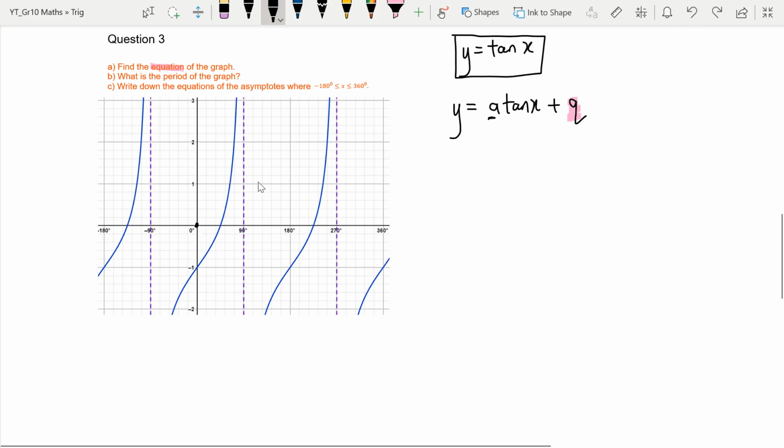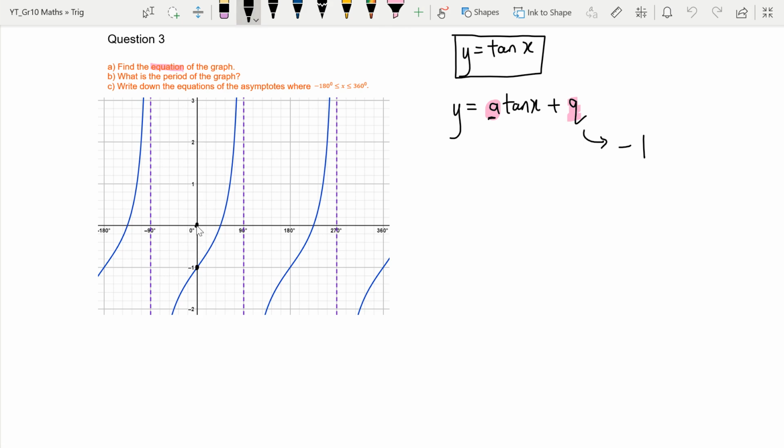So the fact that this one starts there at -1 tells me that surely it must have moved 1 down. Now we need to think about this A value. For our tan graph, we don't have an amplitude, we don't have a minimum and a maximum. Let's look at that A value.